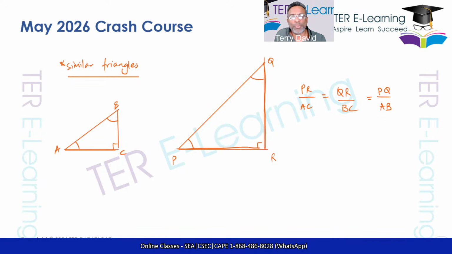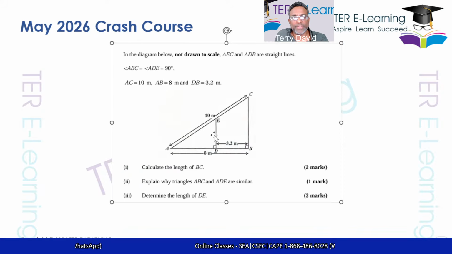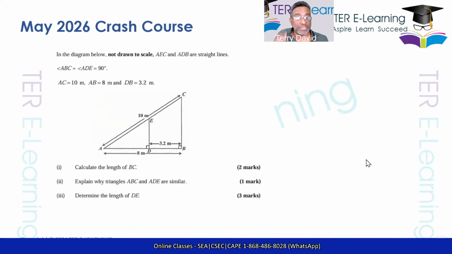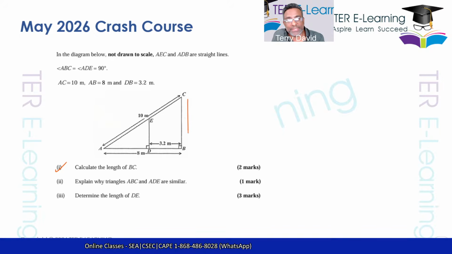Now, some of you might be wondering, what kind of question are you going to ask on that? So just recently they brought a question along those lines. So let's have a look at that question here. This is something similar to what came recently. We have the diagram below, not drawn to scale. We have AEC. Okay, so we have some information here, and they give us some lengths as well. Now, the first thing they want us to do is to calculate the length BC. This here is the length that they want.